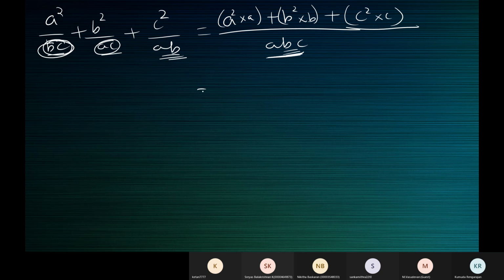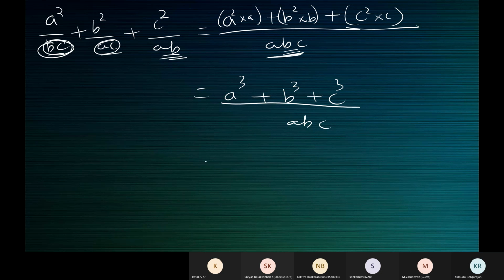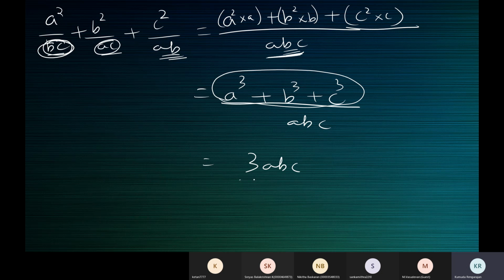LCM. So that also will give us the same thing. A cube plus B cube plus C cube, simply by taking the common denominator. ABC is the common denominator. That will give us A cube plus B cube plus C cube by ABC. But this one, by the identity, A cube plus B cube plus C cube is 3ABC because A plus B plus C is 0, is given to us.